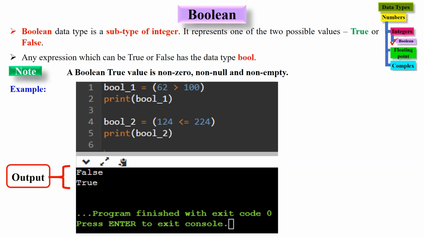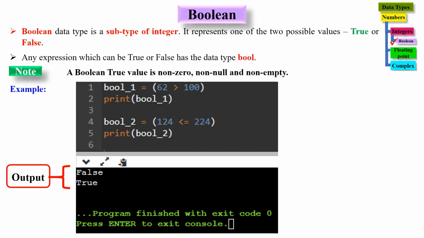Let's look at the examples. In example 1, a variable named bool_1 is created and assigned the result of the Boolean expression, 62 greater than 100. The expression compares the values 62 and 100, checking if 62 is greater than 100. Since this is not true, the expression evaluates to false, and that value is assigned to the variable bool_1. The print function is used to display the value of the variable bool_1 on the console. In this case, it will print the value false as output.